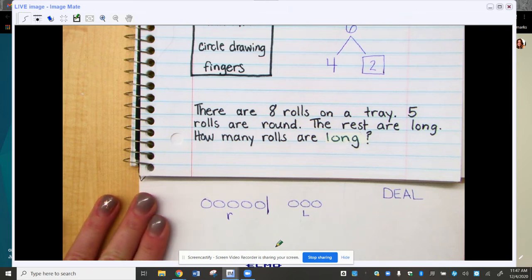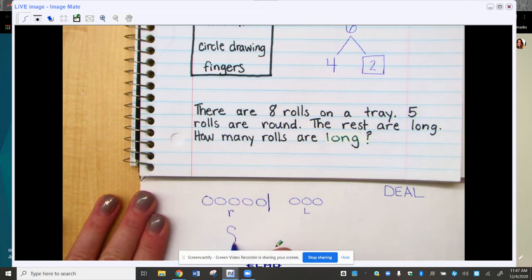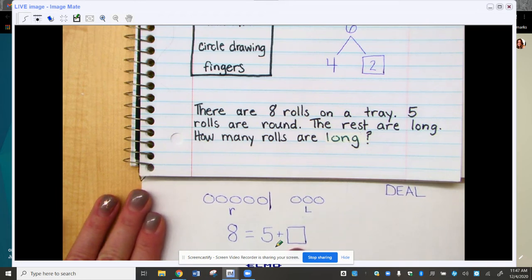So now let's go ahead and try and write an equation that goes along with this. We started out, there were 8 rolls on a tray. 8 is the total. We also know that 5 of the rolls are round, but there are also some long rolls. And we weren't sure about that until just now. So we were looking and solving for a missing or unknown partner. These 2 numbers are partners of the total 8. So we discovered that there were 3 rolls and they happen to be long.